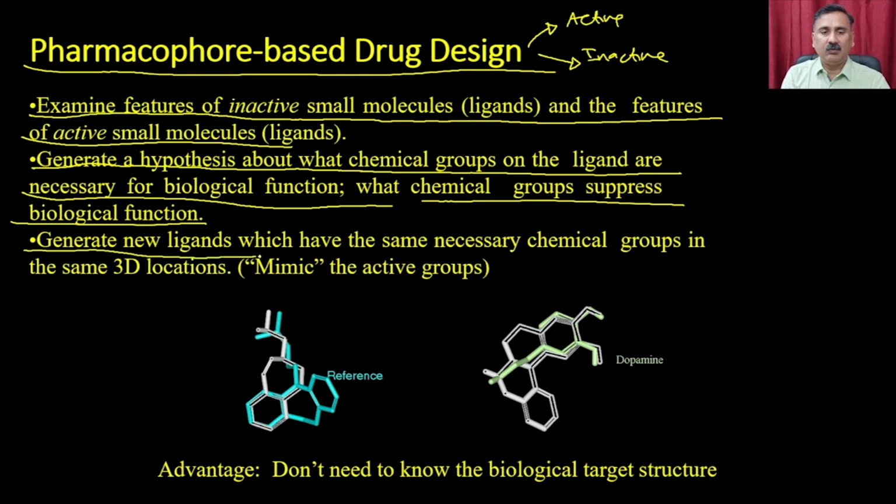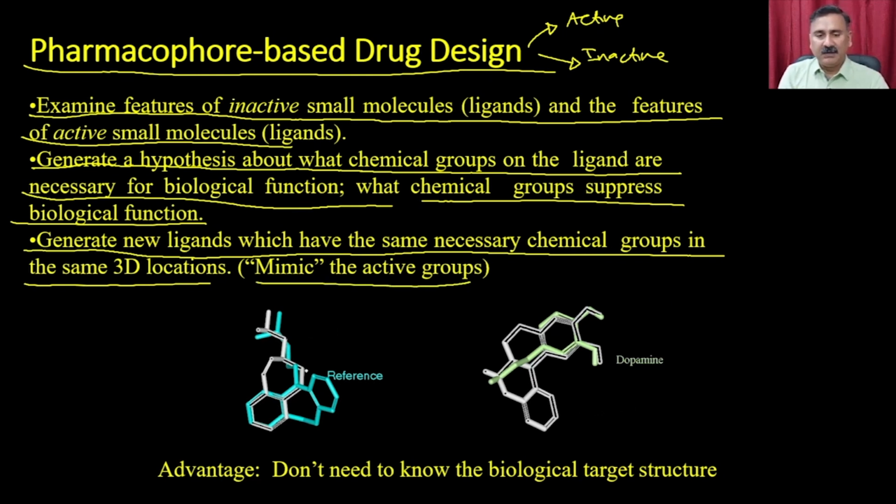Then you generate a new ligand which has the same necessary groups in the same 3D locations, or you mimic the active groups. So this is the reference molecule and this is the target ligand you want to design. You keep the active groups intact and change the other groups, and that's how you can design the new molecules.